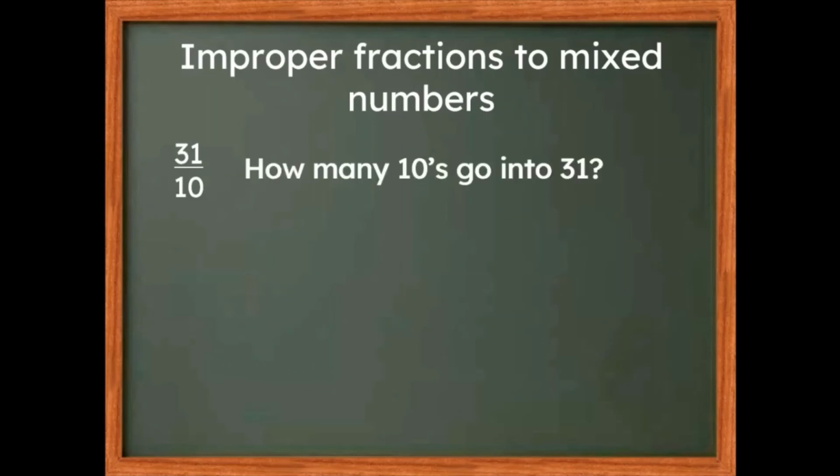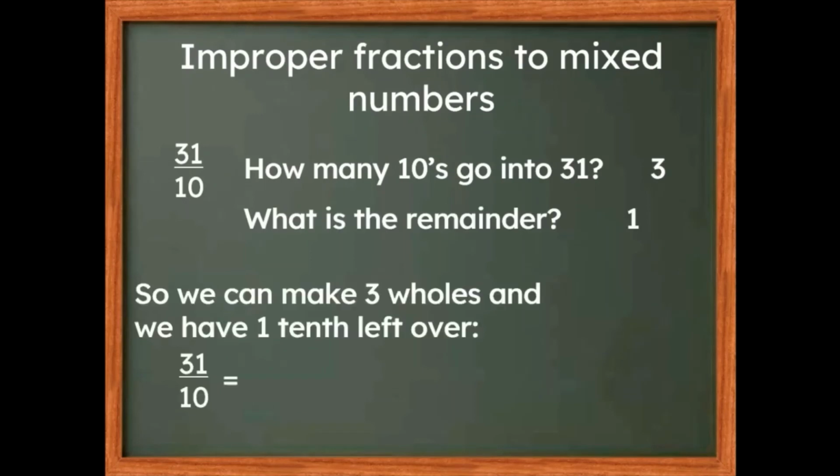31 over 10, 31 tenths. How many 10's go into 31? 3. What's the remainder? 1. So we can make 3 wholes and we have 1/10 left over. 3 and 1/10 is the same as 31 tenths.